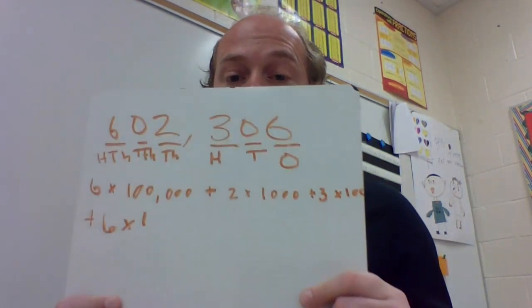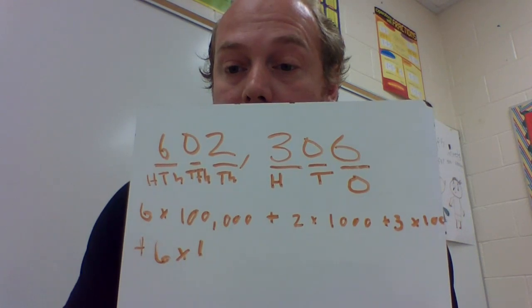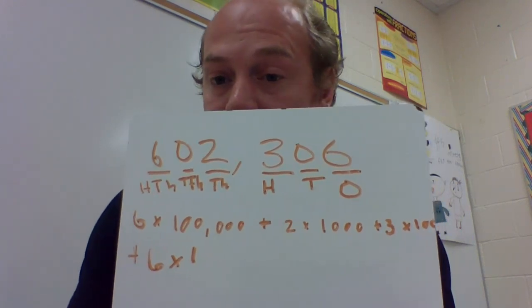Now we're going to start on the next side. Plus 3, and that's in the hundreds place, so times 100. Plus, there's nothing in the tens place, so we're not going to put a 10. And plus 6 times 1, because 6 is in the ones place. So here's what our expanded notation is going to look like: 6 times 100,000 plus 2 times 1,000 plus 3 times 100 plus 6 times 1.